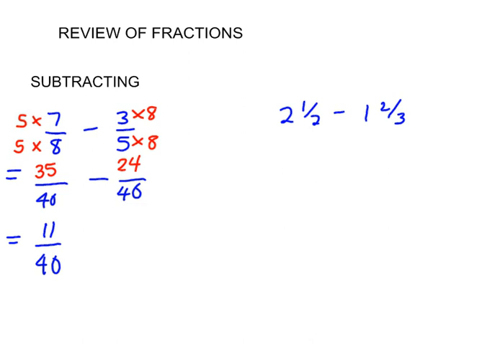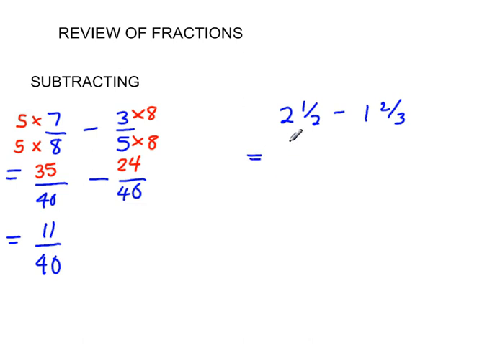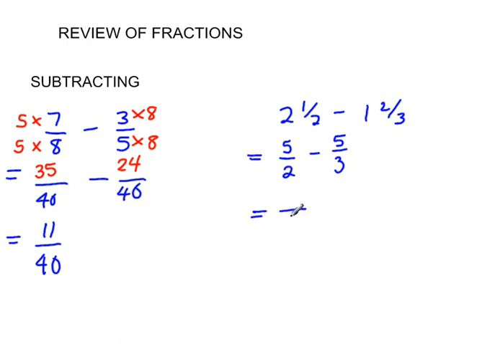So my first step is going to be to make them improper. So 2 times 2 is 4, 4 plus 1 is 5, so 2 1/2 becomes 5 halves, and 1 times 3 is 3 plus 2 is also 5, so 1 2/3 becomes 5/3. Now in this case, even though my numerators are the same, I still need to get a common denominator, which is going to be 6.